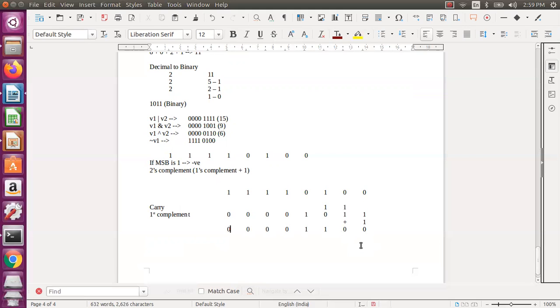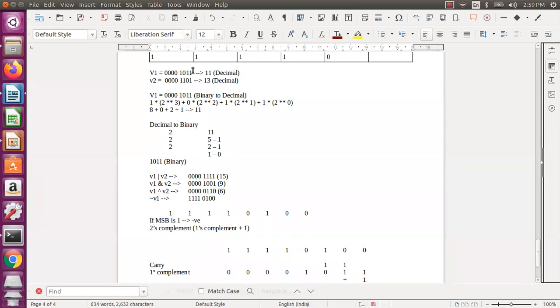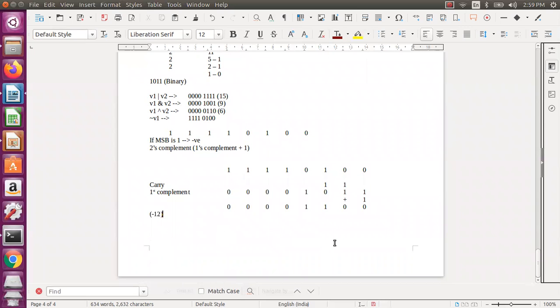So if you see this number and convert it, 1248 is 12 actually, so this is nothing but minus 12 value. So if you take whatever the value v1 which you have taken, 11, it will become minus 12 actually. So this is the 2's complement form.